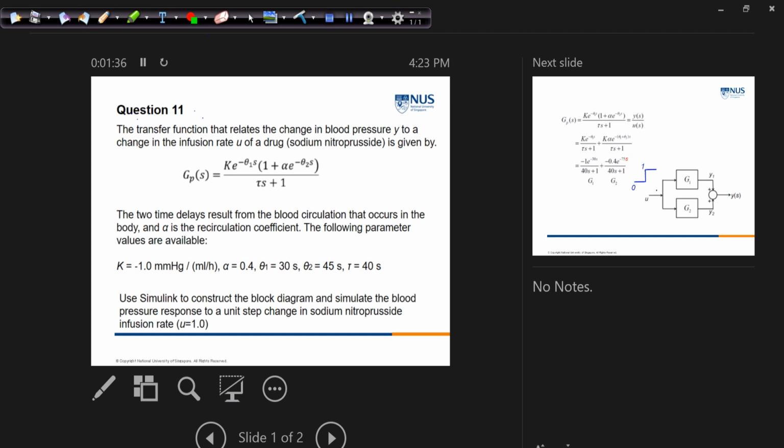Okay, so here the question says the transfer function G(s) is given, which relates the change in blood pressure Y to a change in the infusion rate U of a drug. It's a certain drug, sodium nitroprusside, and it describes how the blood pressure within the human body, a biological system, responds to this input change.